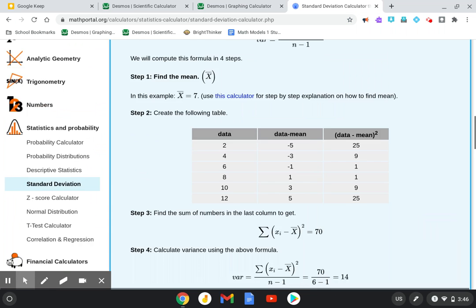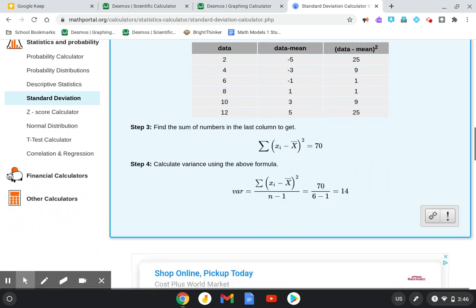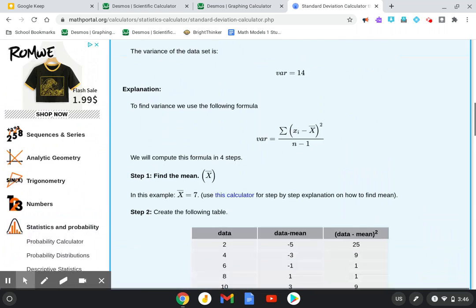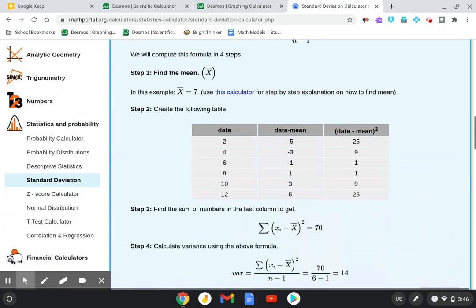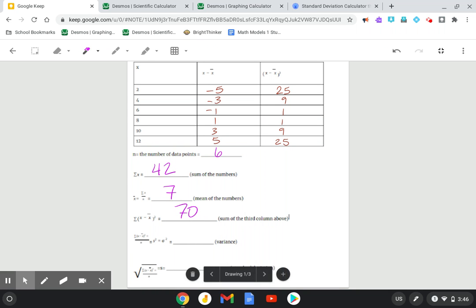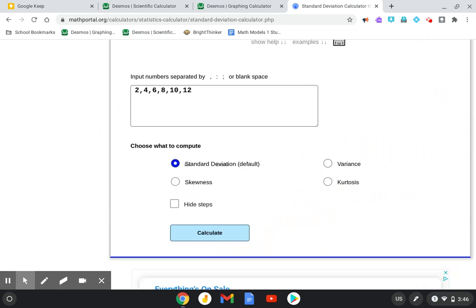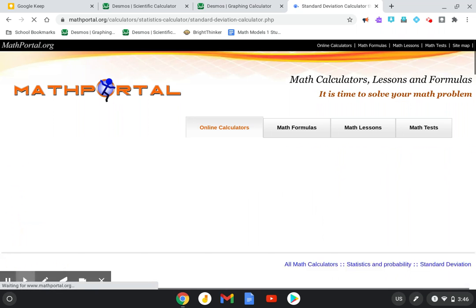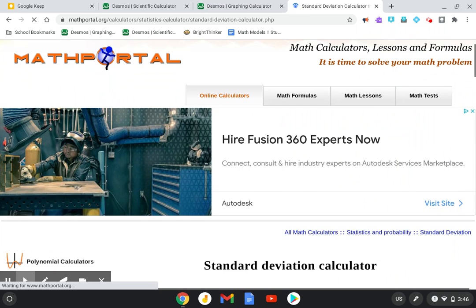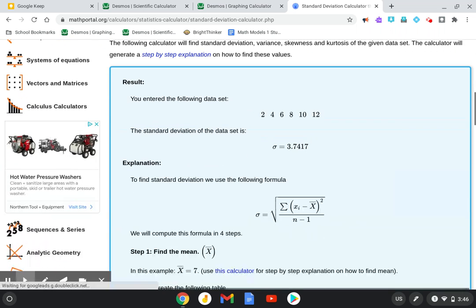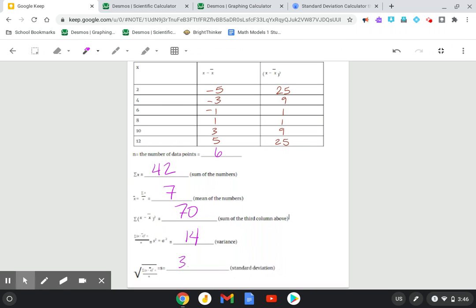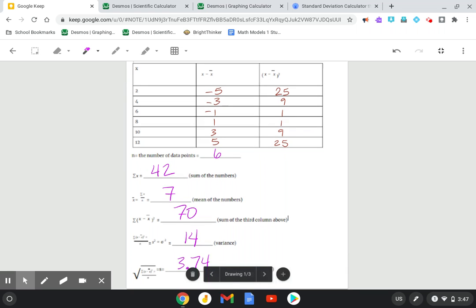And then it asks for the variance. The variance is 14. It's shown down here at the bottom. It's also written at the top. The variance is 14, and they want us to find the standard deviation, which we can easily do by hopping down here and changing our selection to standard deviation and clicking calculate again. And it will give us the standard deviation, which is 3.74. And that is it.